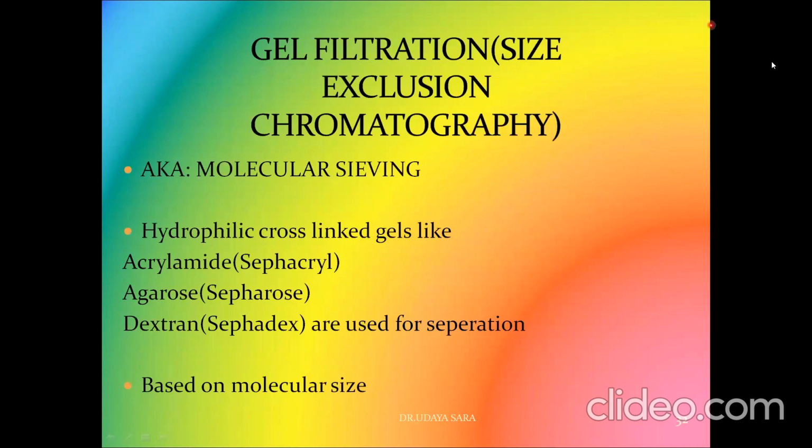The next type of chromatography is gel filtration or size exclusion chromatography. Till now, we have seen adsorption chromatography and partition chromatography. The next type is gel filtration, otherwise known as size exclusion chromatography, also known as molecular sieving. The stationary phase we are going to use here is cross-linked gels like acrylamide, agarose, and dextran. They are called Sephacryl, Sepharose, or Sephadex, which is used as a stable stationary phase. The separation is based on molecular size in gel filtration chromatography.